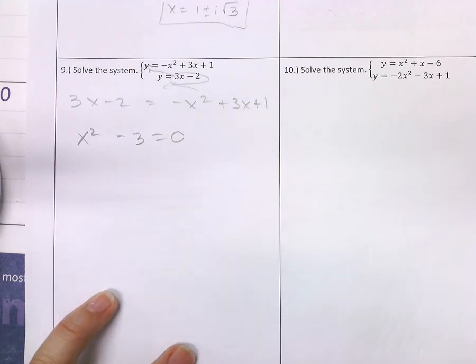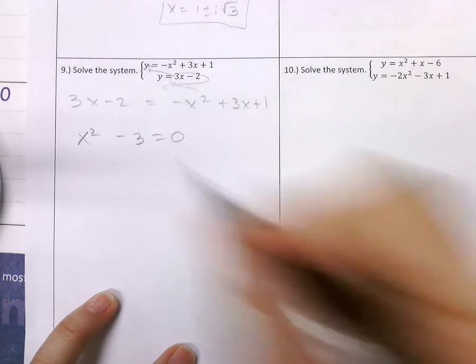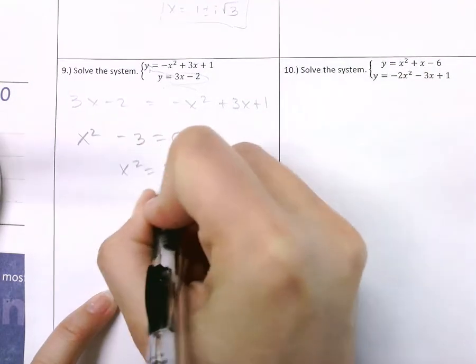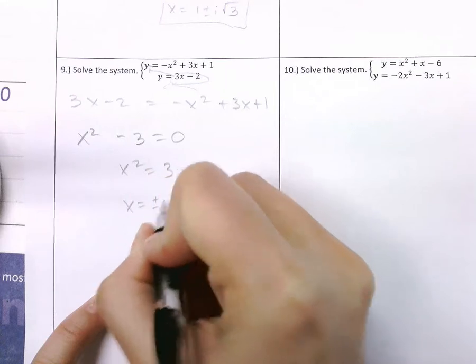So you can either try to factor this as a difference of squares, or you can use the square root property like we just did.